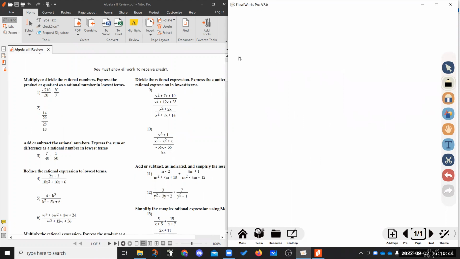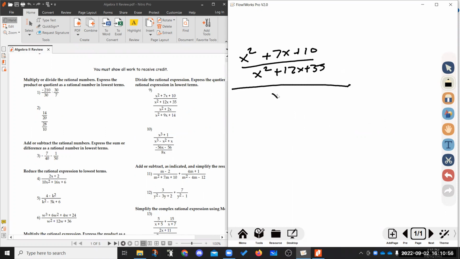Now we've got x squared plus 7x plus 10 over x squared plus 12x plus 35, big division bar, x squared plus 2x over x squared plus 9x plus 14. We're going to rewrite that horizontally. We're going to multiply by the reciprocal. I'm going to do that all in one step here.